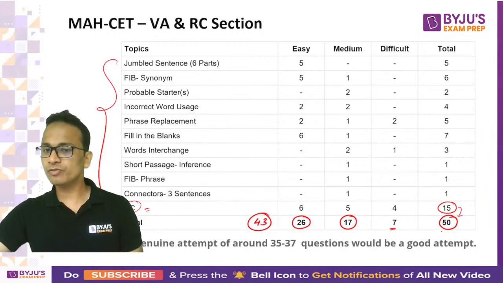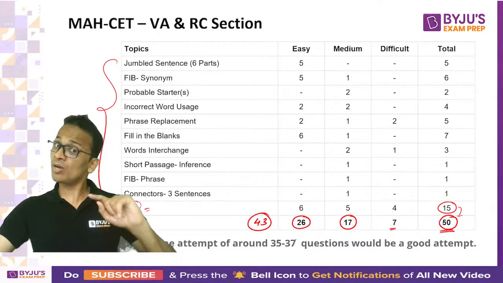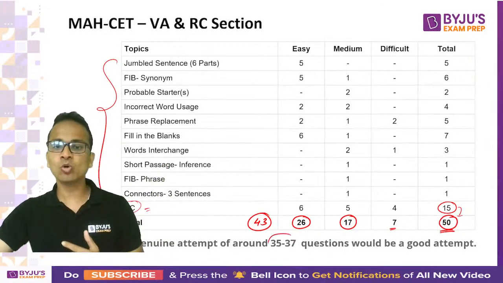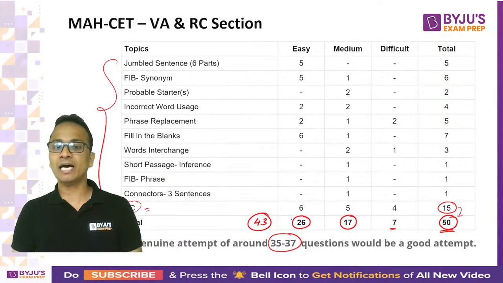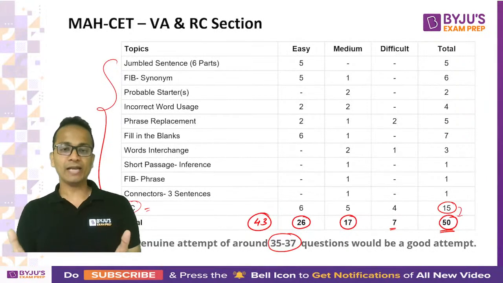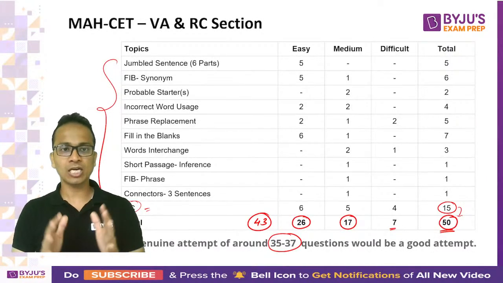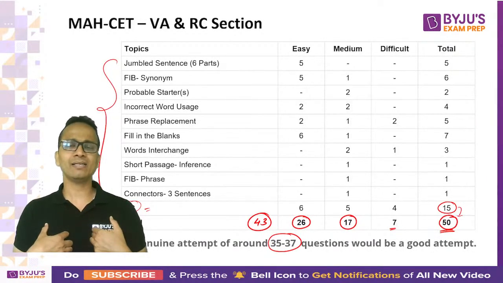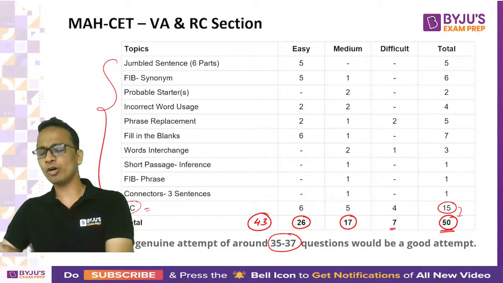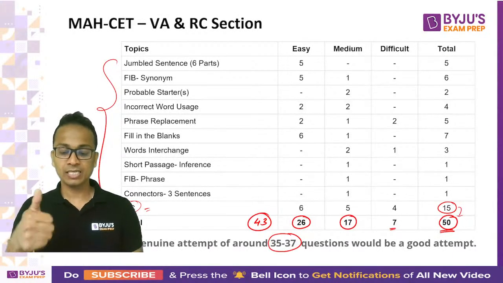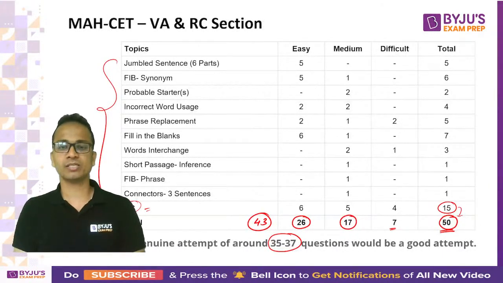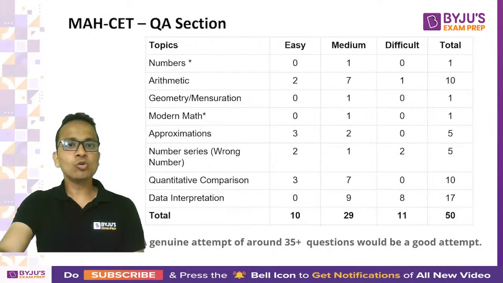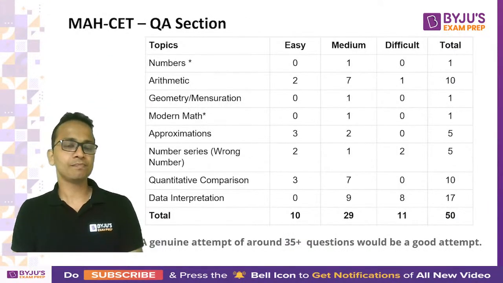So out of these 50 questions, for 2020, a student who could attempt 35 to 37 questions was considered as a good attempt. I could see 43 easy questions out of 50. So my suggestion is, if you are able to attempt 35 to 40 questions, then you will be able to do justice with this section. All right. Now moving on to the next section, the QA section.